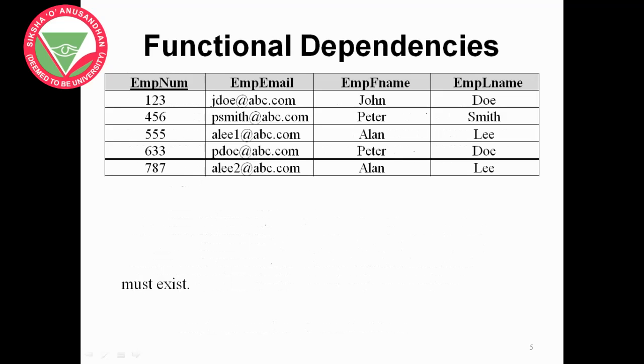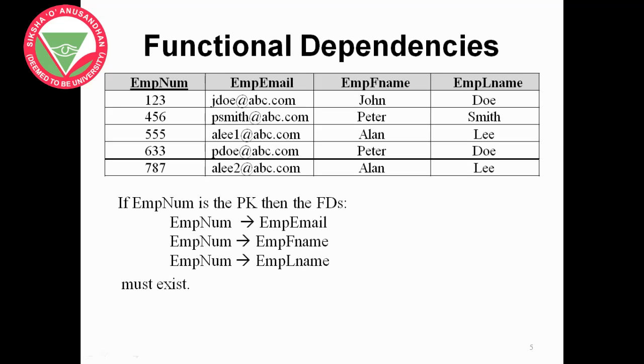So let us take an example where in this table we have the employee number, email, the employee's first name and the employee's last name. And here obviously the primary key is the employee number. Now if this is the table, then we can assume the fact that following are the functional dependencies. We can say that employee email is dependent on employee number, employee first name is again dependent on employee number, and employee last name is again dependent on employee number.